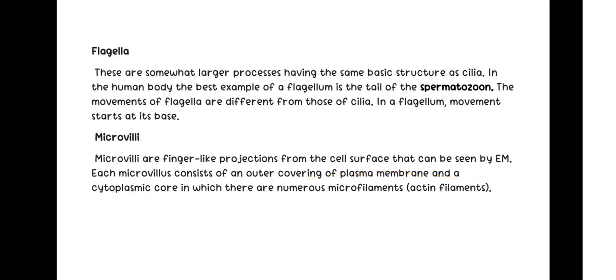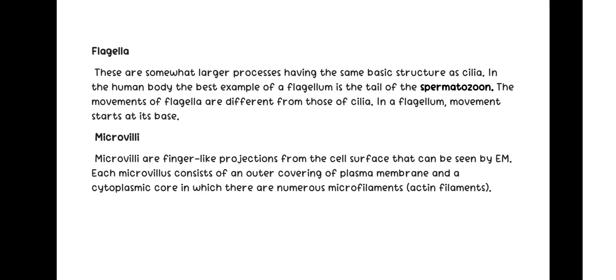The next one is flagella. These are somewhat larger processes having the same basic structure as cilia. Their structure is almost the same as cilia, and in the human body, the best example of a flagellum is the tail of the spermatozoon, which is the smallest cell. The movement of flagella is different from that of cilia. In a flagellum, movement starts at its base.